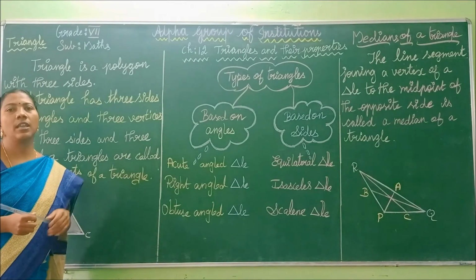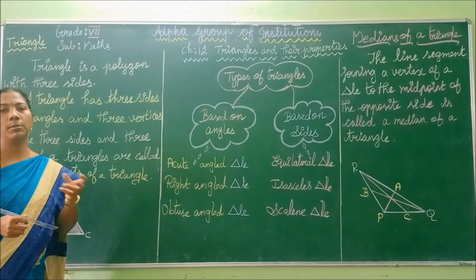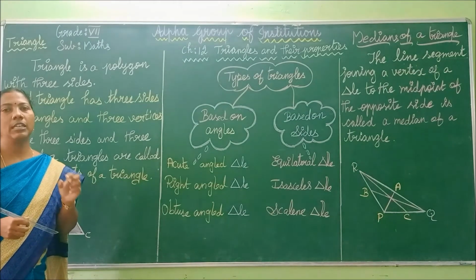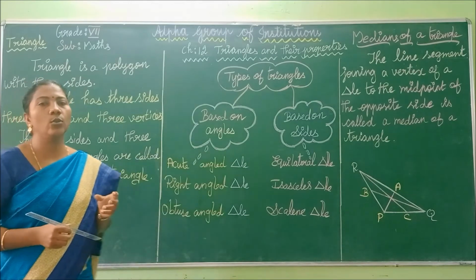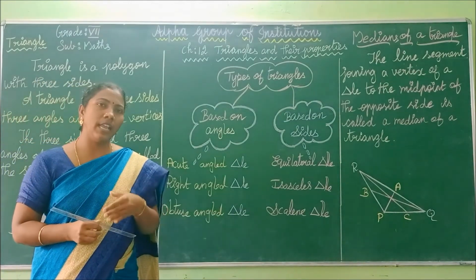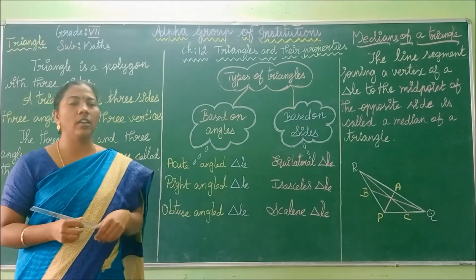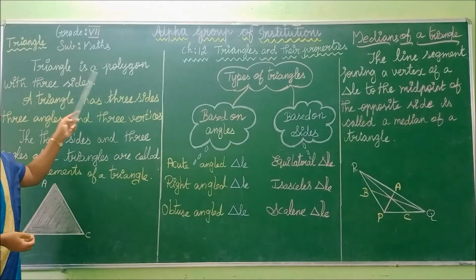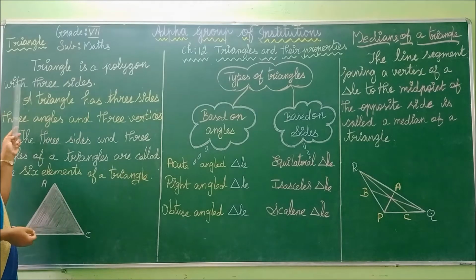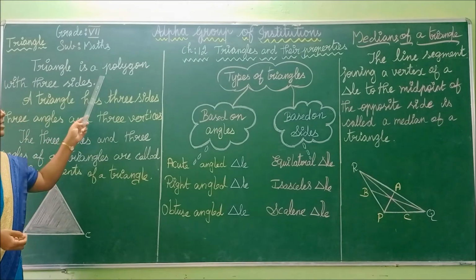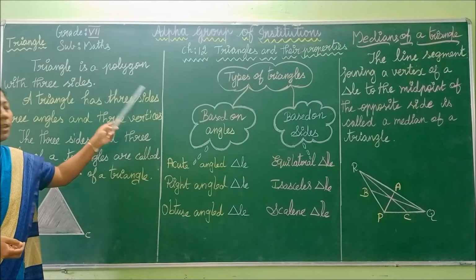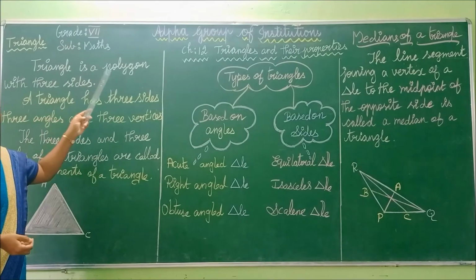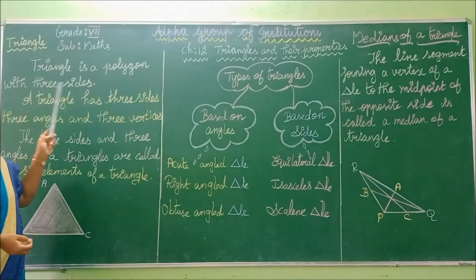Tri means three. Angle means, you know what is meant by angle. Two rays meet each other and form the angle. So, the shape formed by three angles is said to be triangle. Also, we can define triangle as a polygon with three sides. You go and search what is meant by polygon. Okay? Triangle is a polygon with three sides.